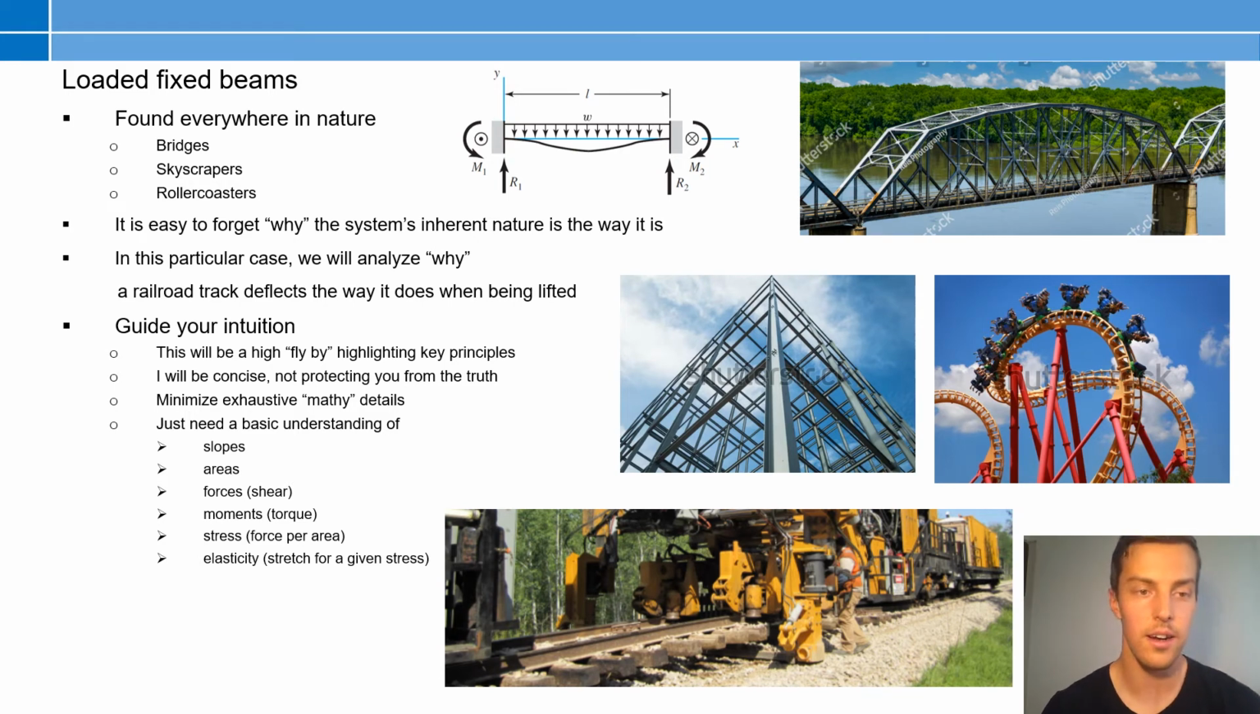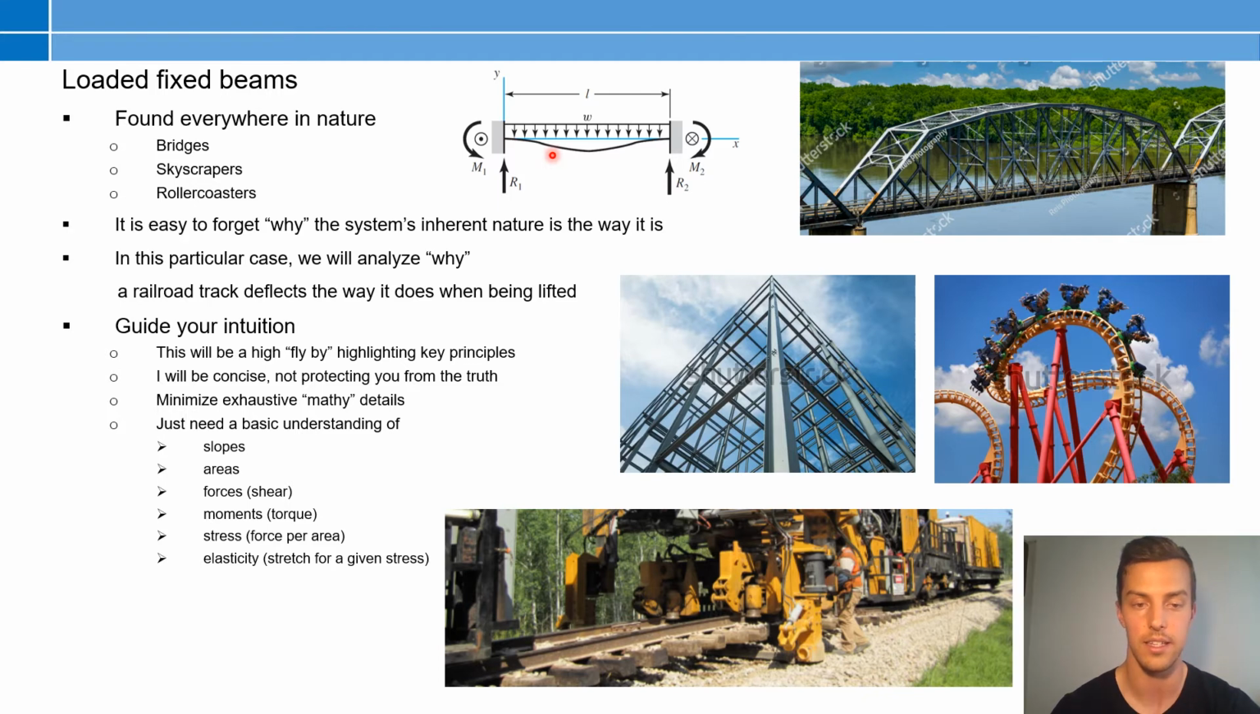Hey, welcome everybody. Today we're going to look at the nature of loaded fixed beams. These are things that can be found pretty much everywhere in nature, from bridges to skyscrapers to roller coasters. Really anywhere you can find a member or beam subject to loading that's fixed on both ends. So in a lot of cases, it's easy to forget why that system's inherent nature is the way it is.